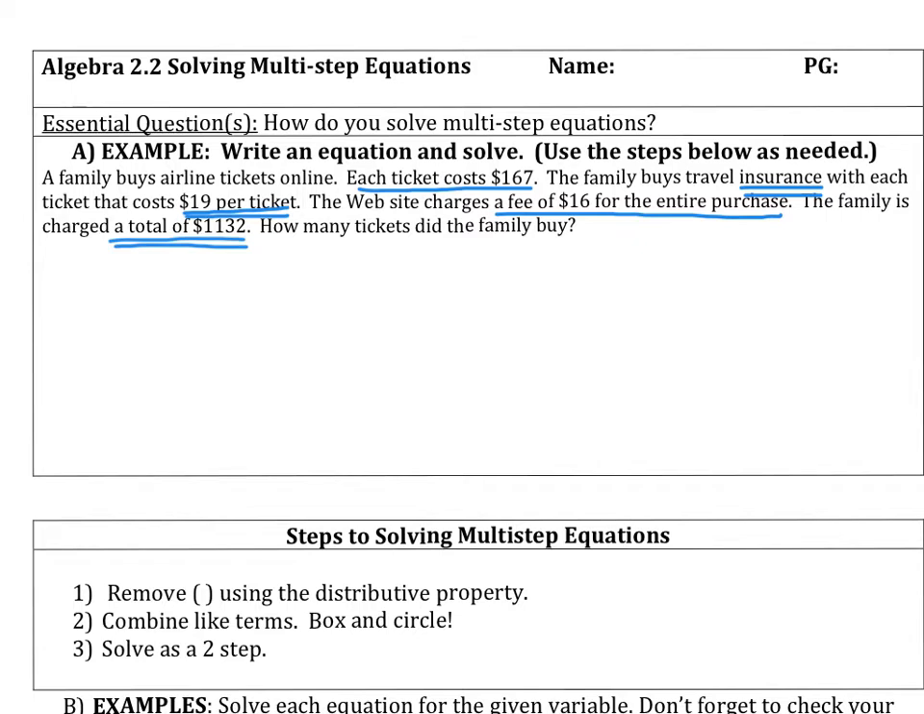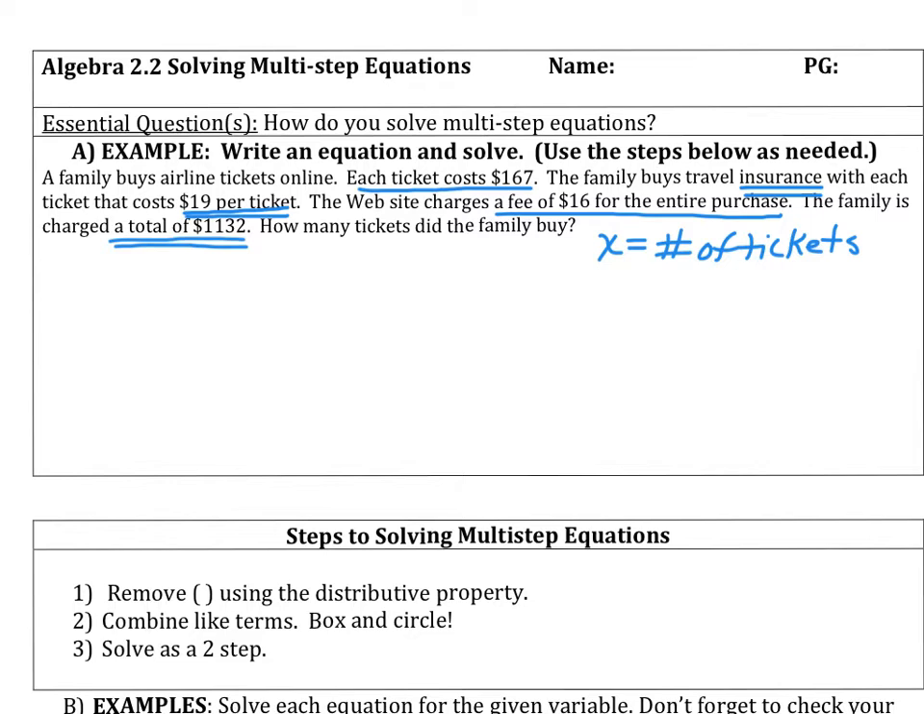All right, so you want to start with defining that variable. What we're looking for is the number of tickets. So I'm going to say x equals the number of tickets. Now, once you've defined your variable, then you can go back and use your information to set up the equation.